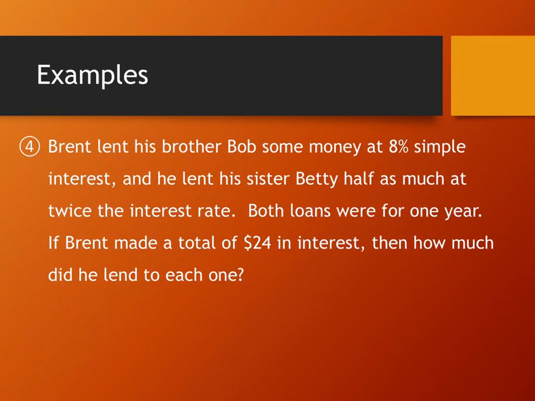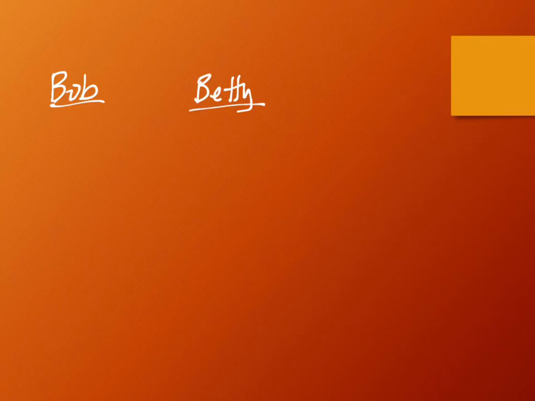Okay, so he's made 2 loans, right? So this is kind of like our last problem where we had the original field and the new field, and we had to create 2 different scenarios. That's how it's going to start. So we have our 2 loans. We have our loan to Bob. Good. And we have our loan to Betty. And we know we're working with simple interest, which is I equals PRT.